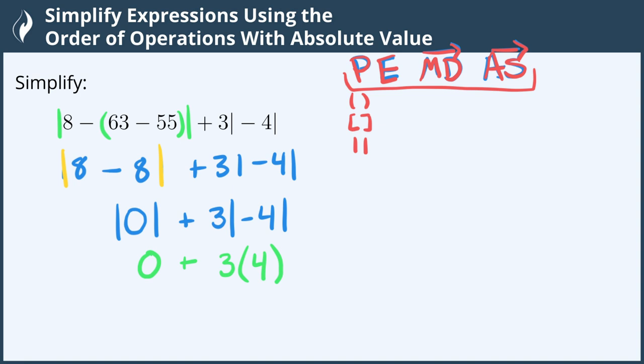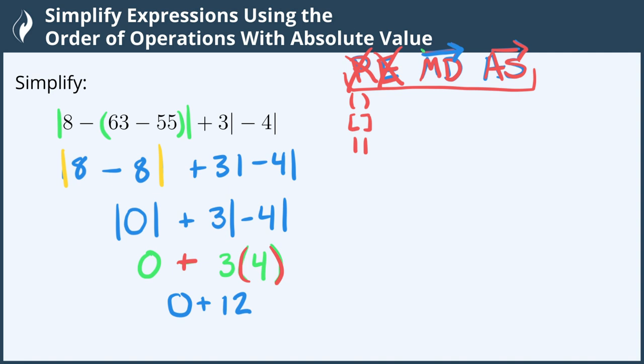Now I have two operations, addition and multiplication. I've completed the parentheses, there are no exponents, and the rest of the order of operations say that I need to multiply and divide first. So here I will multiply 3 times 4, which is 12. And then again, copy everything else down since I haven't completed those operations.